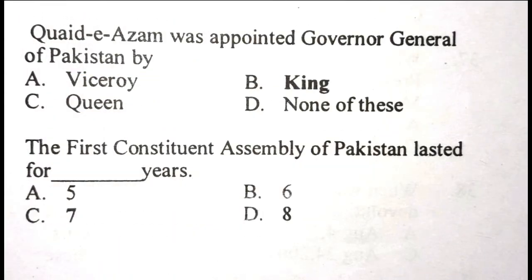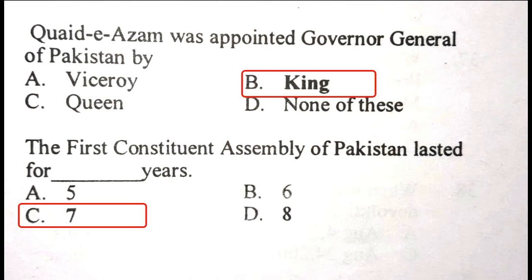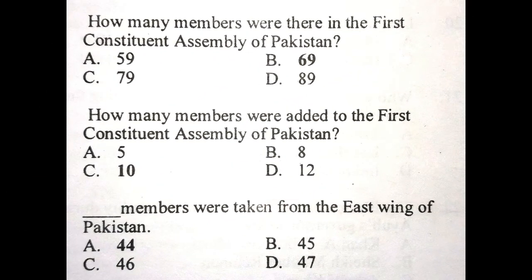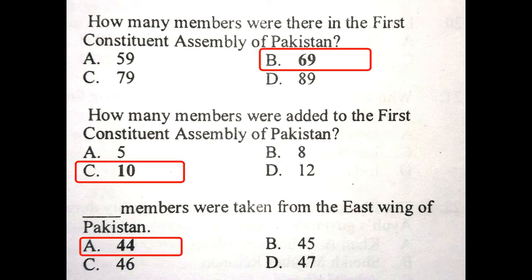Question: Quaid-e-Azam was appointed Governor General of Pakistan by. Answer is King. Question: The first Constituent Assembly of Pakistan lasted for dash years. Answer is 8 years. Question: How many members were there in the first Constituent Assembly of Pakistan? Answer is 69. Question: How many members were added to the first Constituent Assembly of Pakistan? Answer is 10.